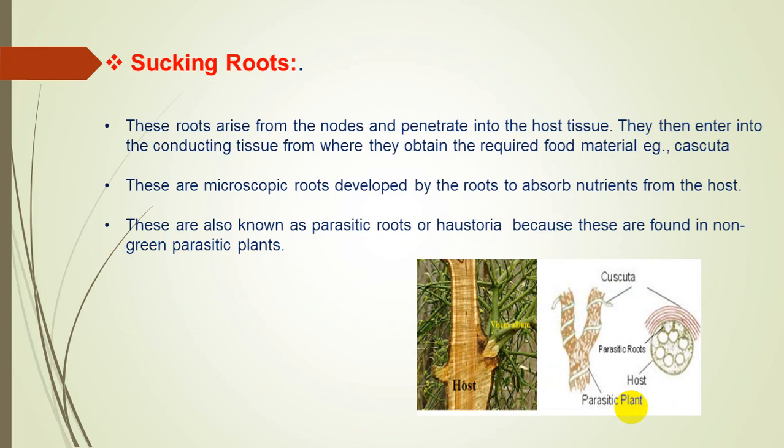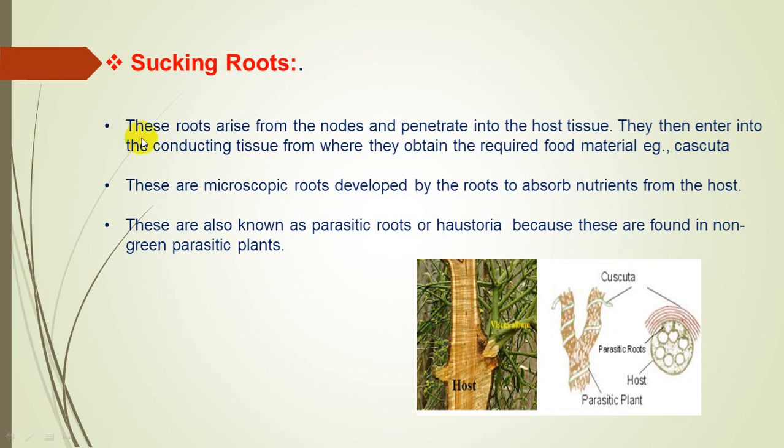Sucking roots. This is another kind of adventitious root modification for some special functions. And what is the special function? As you all know, Cuscuta, which is a kind of angiosperm, lacks chlorophyll content. It is a non-green, non-chlorophyllous plant, and it is always dependent for its food on other plants.